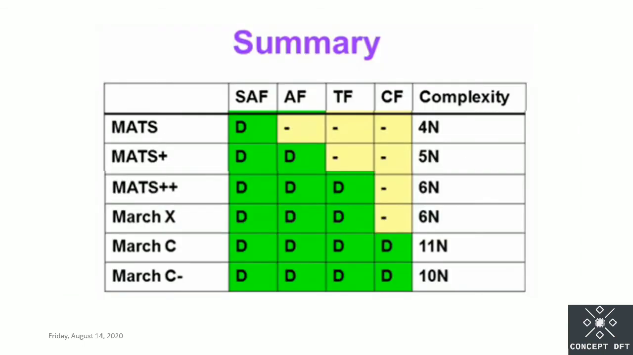Summary: you can see the MATS algorithm detects circuit fault and complexity is 4n. MATS plus algorithm detects circuit fault and address decoder fault. Complexity is 5n. MATS plus plus algorithm detects circuit fault, address decoder fault, and transition fault. Complexity is 6n.